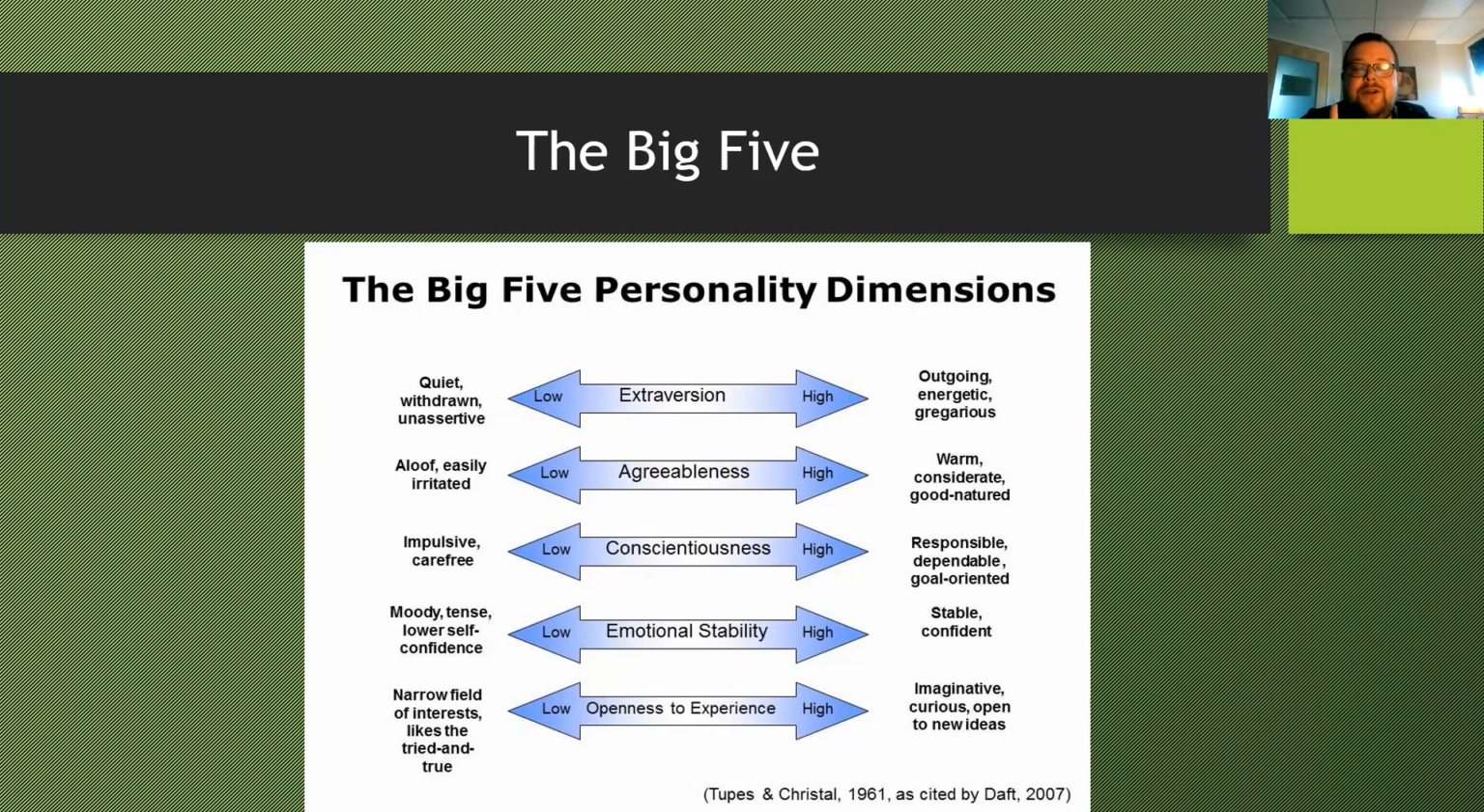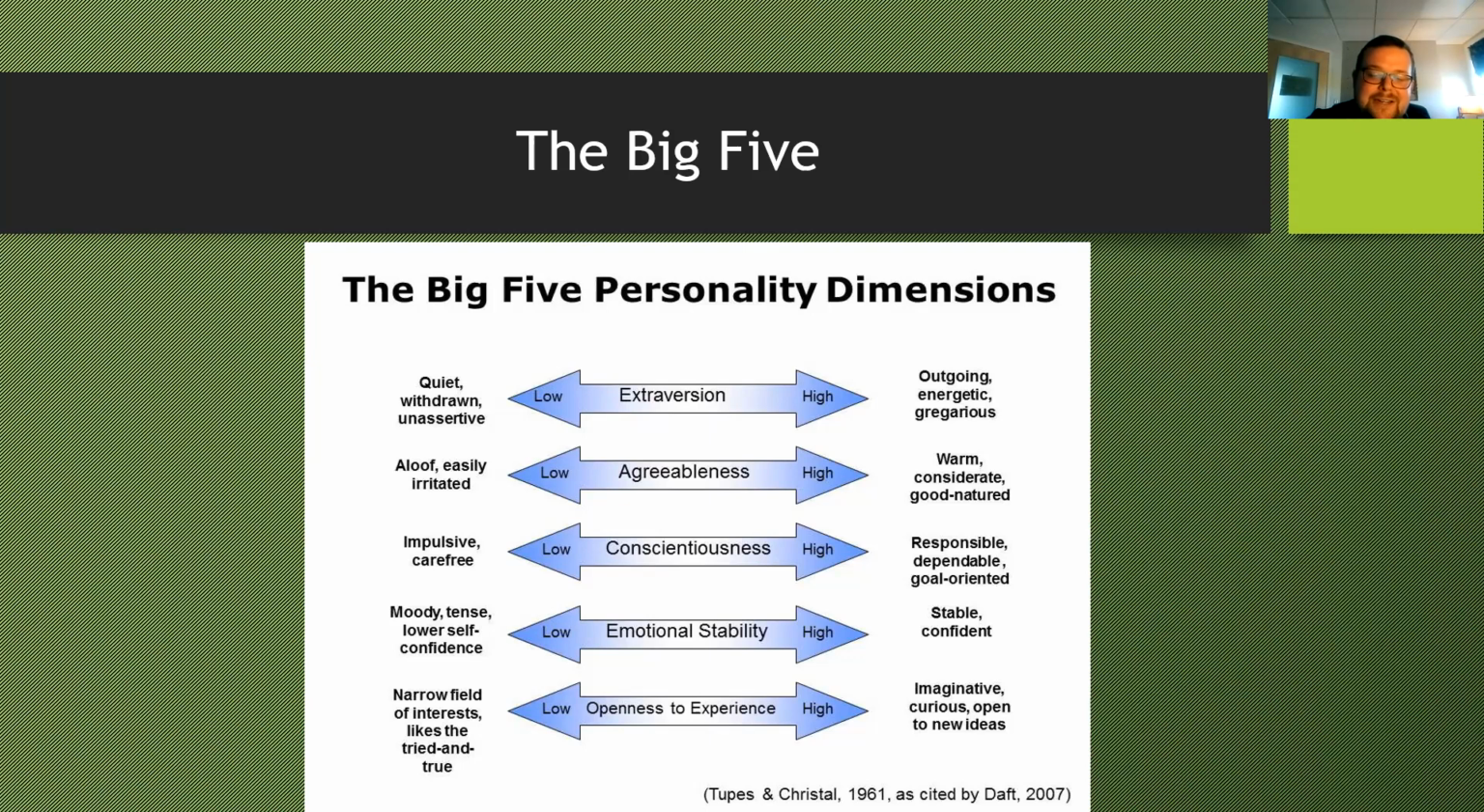If I'm using the word introvert as a Jungian analyst, introvert means I get my psychological recharge, or I get more energy and motivation from reflecting on my internal experiences rather than dealing with the external world. Hopefully that clarifies that there can be different definitions. So we have agreeableness. If you're low in agreeableness, you'll be aloof, easily irritated. And if you're high in it, you'll be warm, considerate, and good-natured.